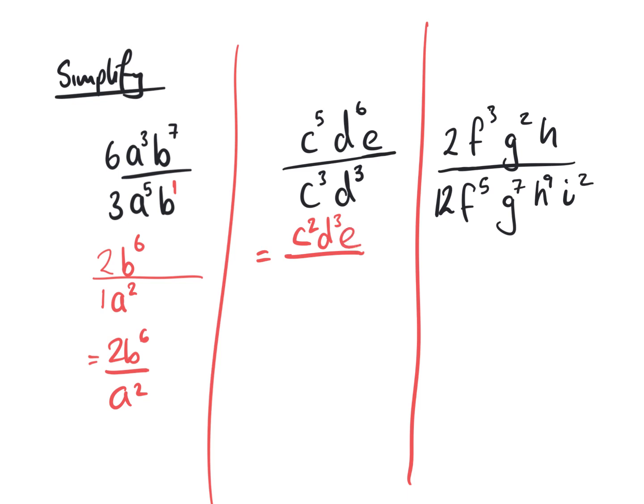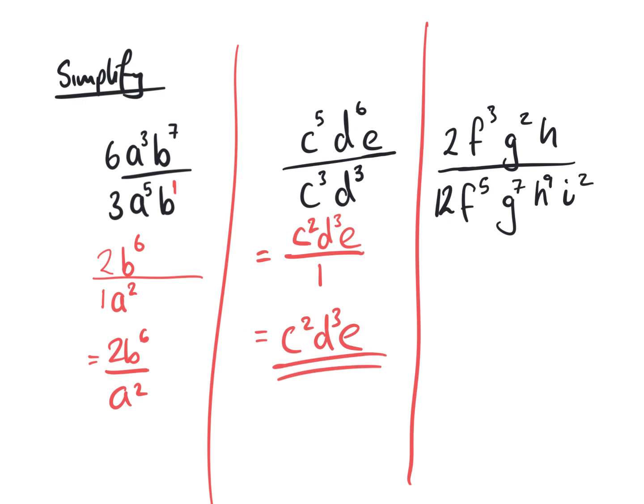Now, because I've cancelled everything off the bottom, remember that would leave behind a little 1, but we don't need to write that. So when you cancel everything off the bottom of a fraction, the fraction actually just disappears. We don't need to have it as a fraction anymore. So that answer there would just be c squared d cubed over e.